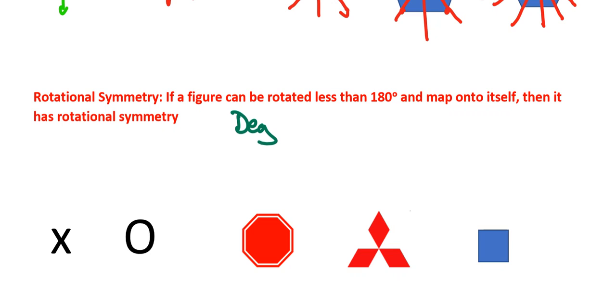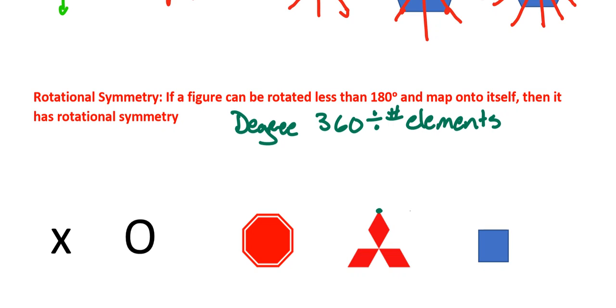To find the degree of rotational symmetry, you're going to do 360, because that's the full circle, divided by the number of elements. That might sound a little wonky, but I don't want to say the number of sides, because depending on how the shape looks, it's not necessarily sides. But it's going to be divided by the number of elements. Sometimes that's the number of sides.